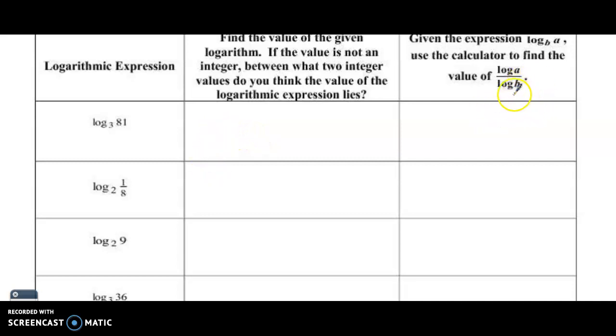But then also, this is what's called the change of base formula that I want you to recognize. Change of base. Because if you notice, they just changed the base on you. So if you think of this problem the way I want you to think of it, it's asking yourself, well, 3 to what power will give me 81? And you can guess and check.